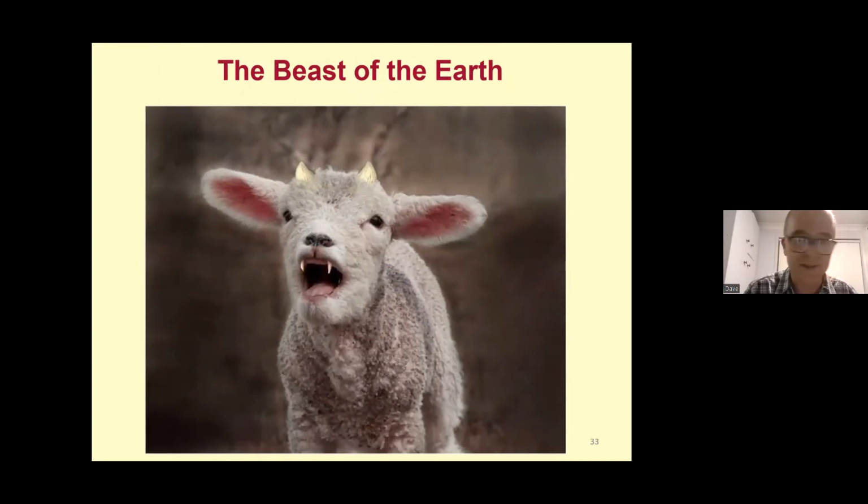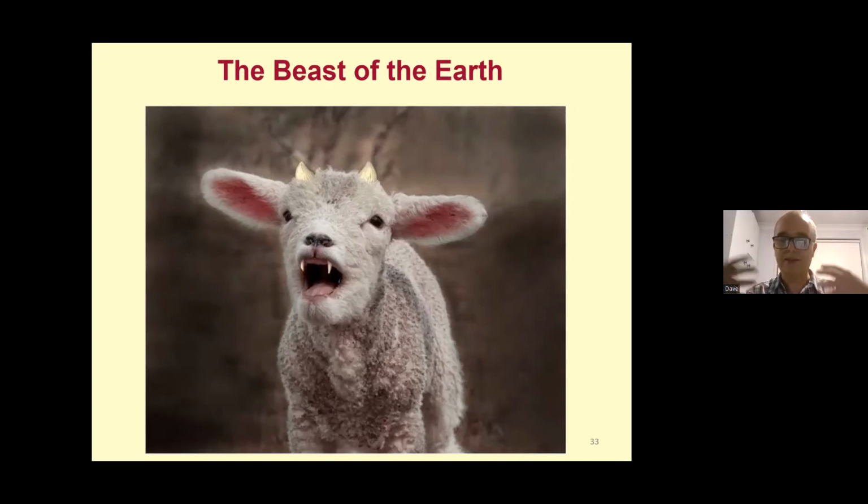Revelation 13, verses 11 and 12. Then I saw another beast coming up out of the earth, and he had two horns like a lamb and spoke like a dragon. And he exercises all the authority of the first beast in his presence, and causes the earth and those who dwell in it to worship the first beast, whose deadly wound was healed.